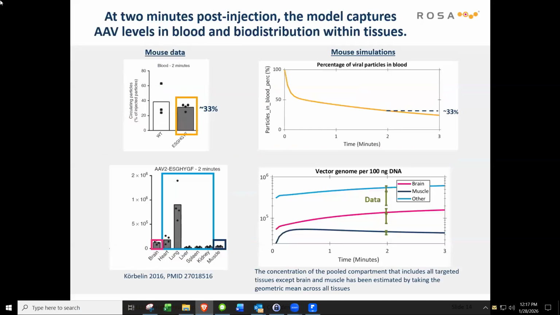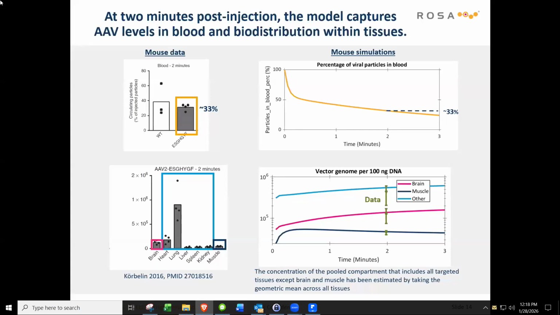Now here we can see on the left the mouse data, and on the right our simulations with the model. The mouse data showed around 33% of the concentration of AAV in blood 2 minutes after administration. On the right, we see how, starting from 100% concentration in blood, it decreases fast in the first minute, and then after 2 minutes, we reach the 33% concentration that is expected according to the data.